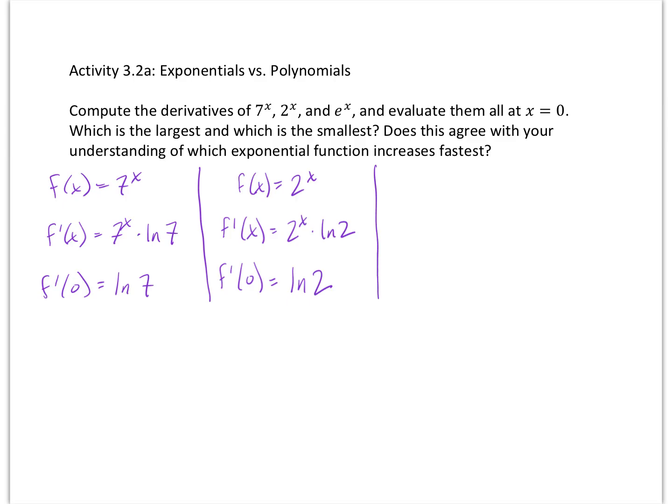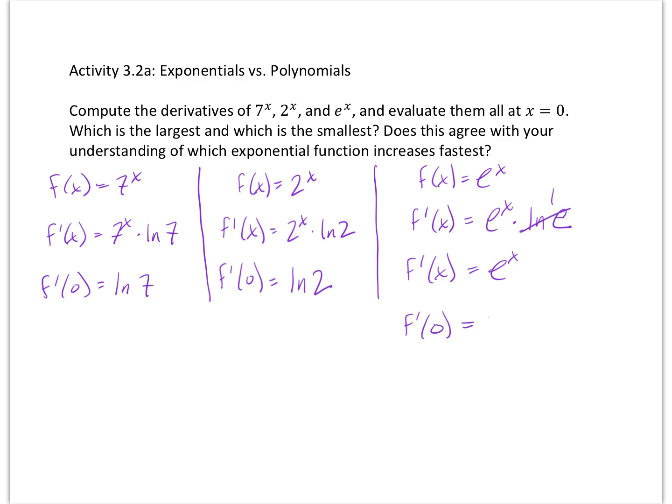And then finally, e to the x, f of x equals e to the x. So f prime of x would be e to the x times the ln of e, but the ln of e is just 1. So f prime of x is just e to the x. And so f prime of 0 is 1.